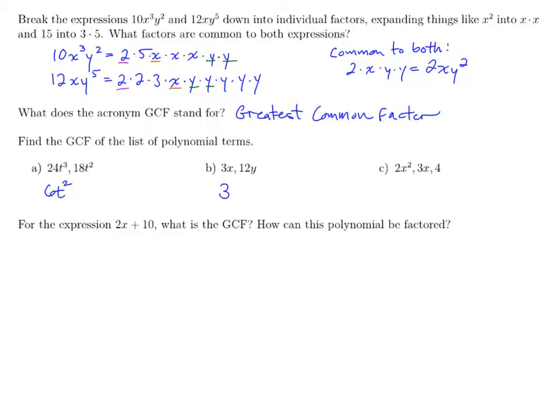Looking at the next one, I have 2x squared, 3x, and 4. As I look at the coefficients, 2, 3, and 4, their greatest common factor is simply 1. I don't actually have a common factor other than 1 for those coefficients. And then looking at the variables, I have x squared, x, and then I just have a numerical constant. So I don't have a variable factor common to those. So when I look at the GCF here, it's simply 1. I don't have anything other than 1.